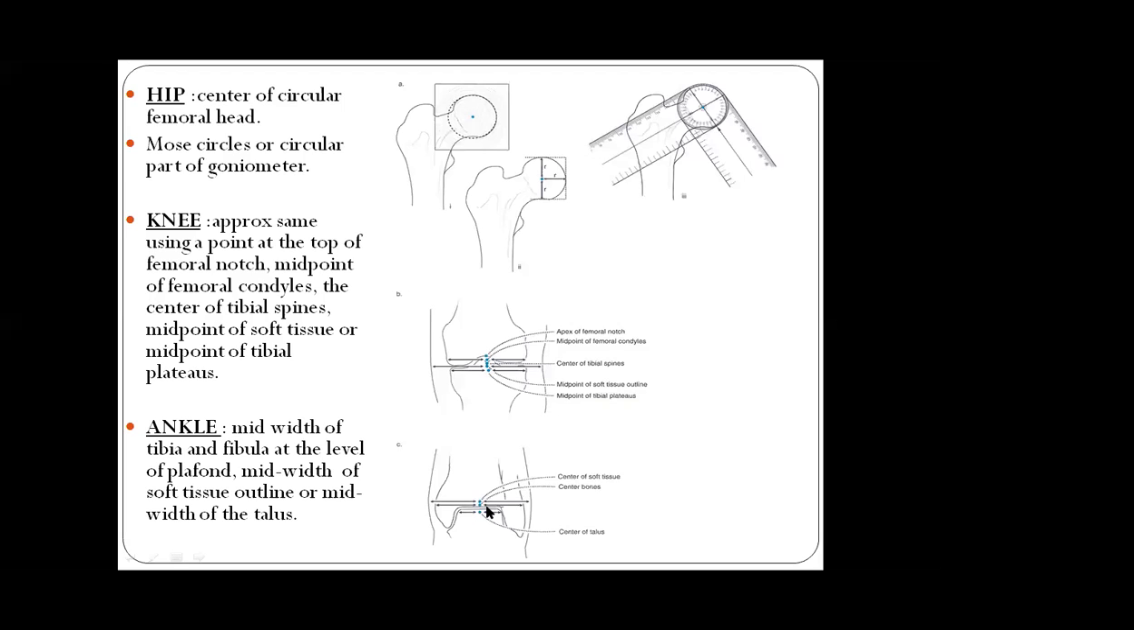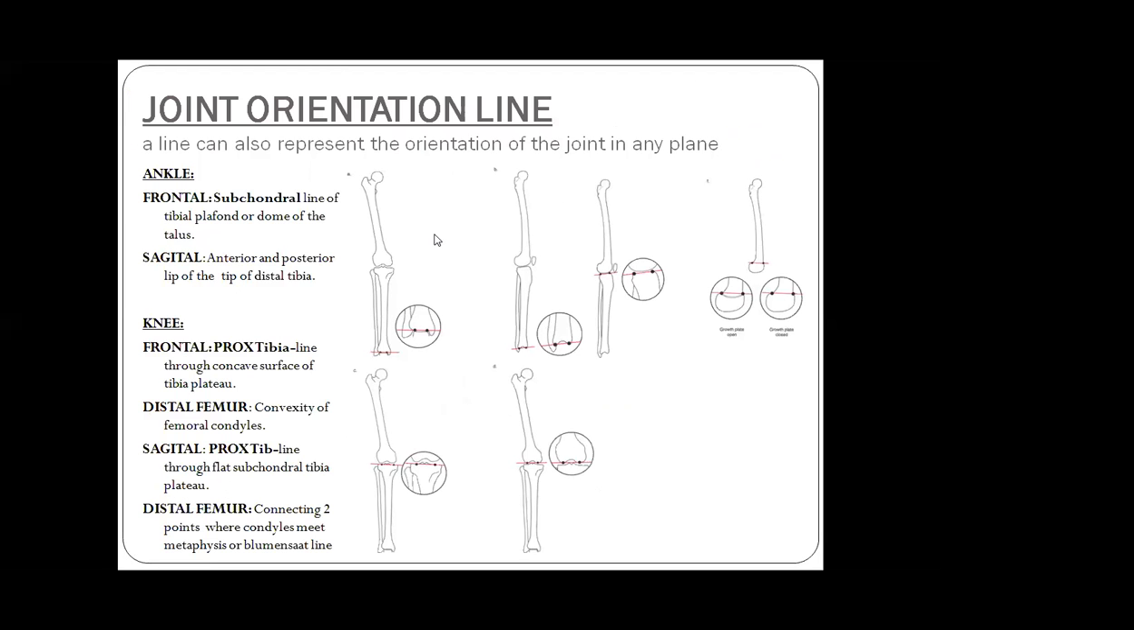Next, after the mechanical axis, the anatomical axis, and the center points of the ankle, knee, and hip joint, is the joint orientation line. So how can we draw the joint orientation line, and what is it? A joint orientation line represents the orientation of the joint in any plane. It could be in the frontal or in the sagittal plane. So how can we draw the joint orientation line?